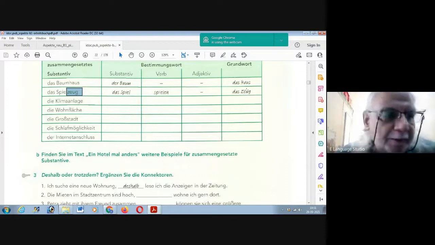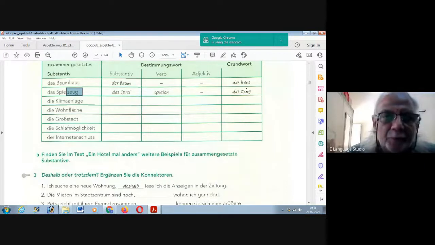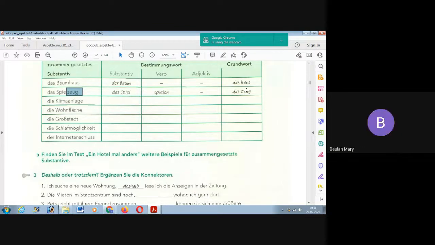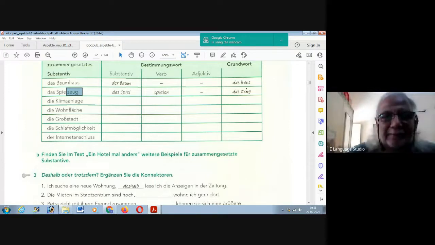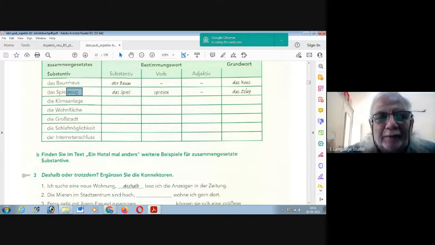Das Zeug. Flugzeug? Flugzeug is toy? No, Flugzeug is an aeroplane. Yeah, Flugzeug would be a thing that flies. Aeroplane. So, Flugzeug.